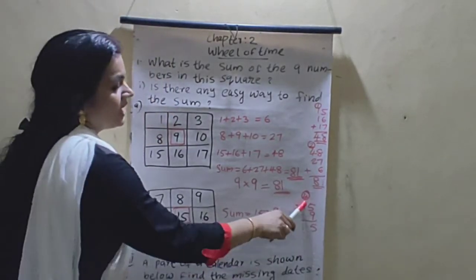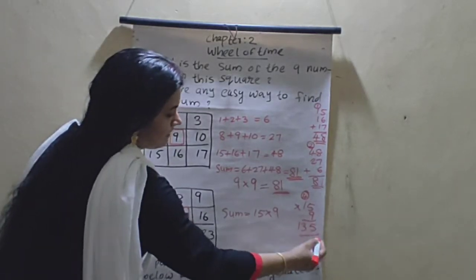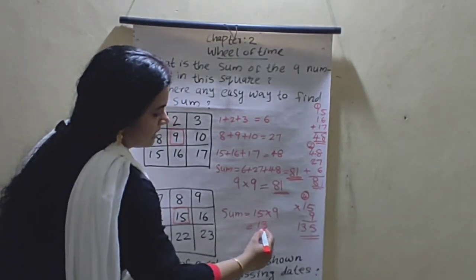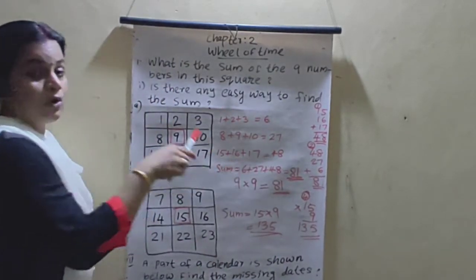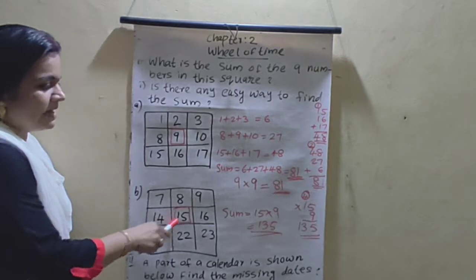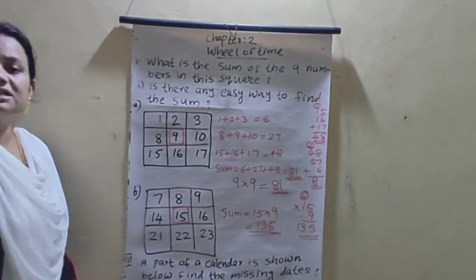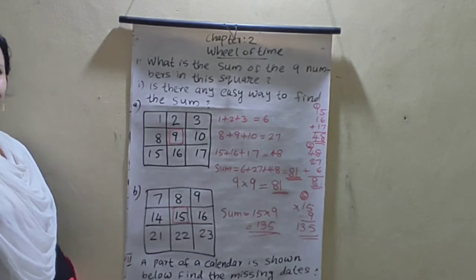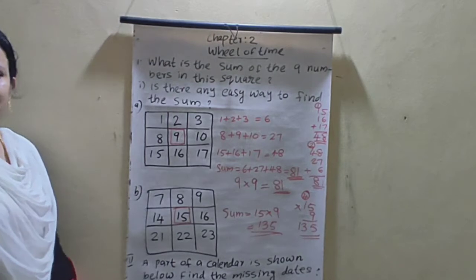9 ones are 9. 9 plus 4, what is? 13. Then what about the sum? Sum is 135. Now need to write these steps. Only find out the middle number, then multiply by 9. We will get the same. Sum is 135. Understood? I hope you all understood these two problems.